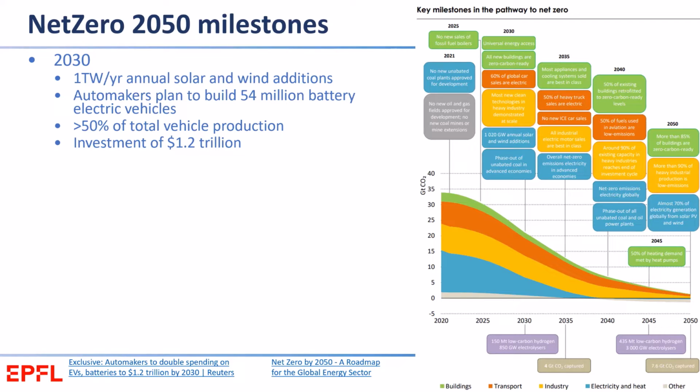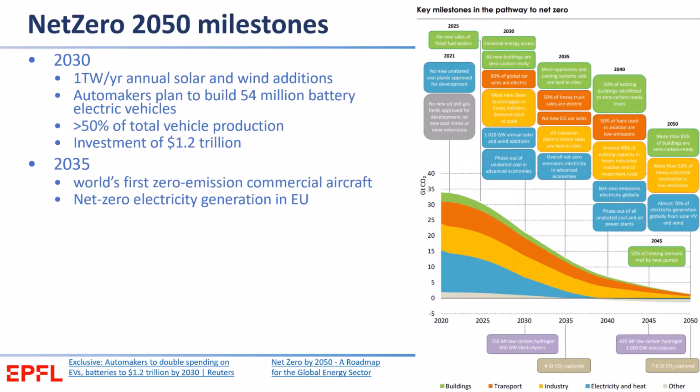The automakers have already planned, and are changing and investing, to make 54 million battery electric vehicles by 2030, greater than 50% of total vehicle production. So they're investing $1.2 trillion in this, redesigning how cars are made completely, from diesel and gasoline to electric. It's a huge change for mining, for materials, for rare earths, for supply chains. Enormous change in the industry.